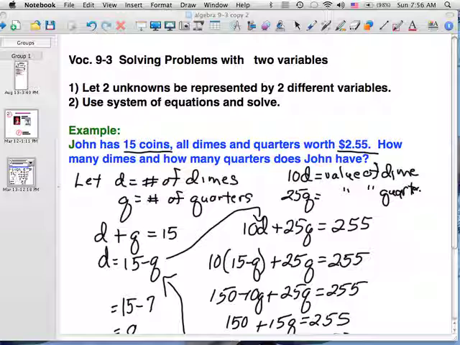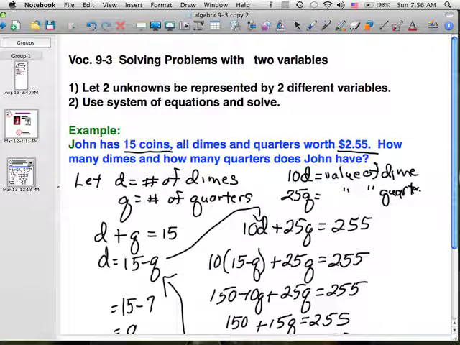I'm going to take the first equation and solve it here because I don't have a coefficient or number in front of either one of these except one. So I'm going to choose to solve for D. D equals 15 minus Q, substituted into this equation. So 10 times the quantity 15 minus Q plus 25Q equals 255.